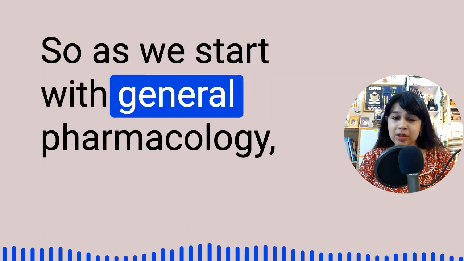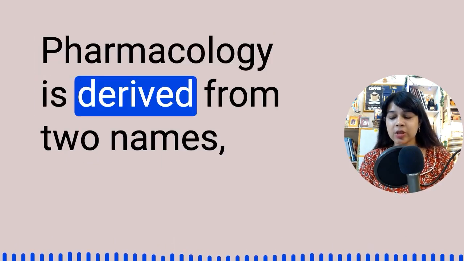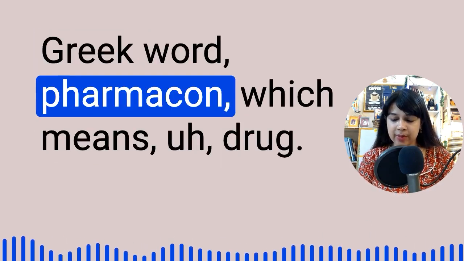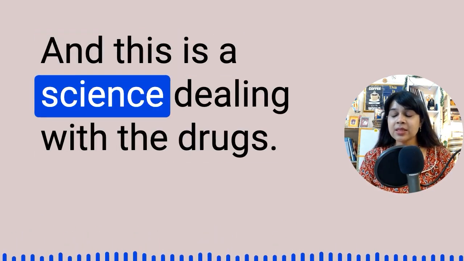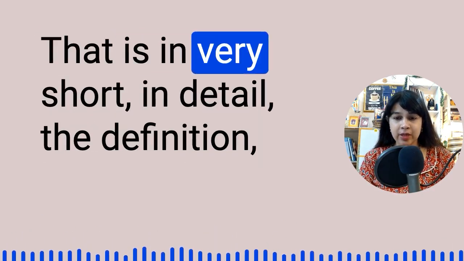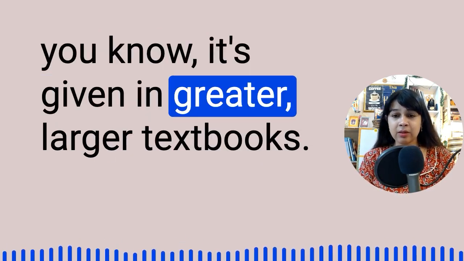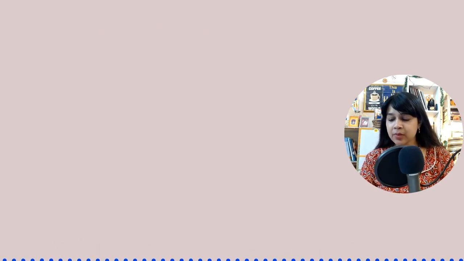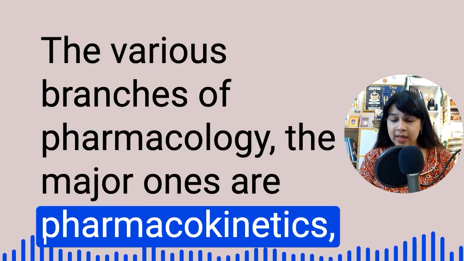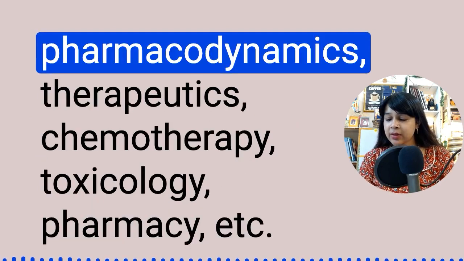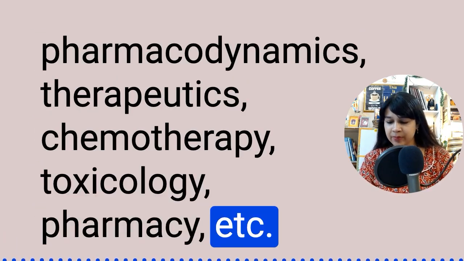So as we start with general pharmacology, first of all, we should know what is pharmacology. Pharmacology is derived from the Greek word pharmakon, which means drug, and this is a science dealing with the drugs. That is in very short. In detail, the definition is given in larger textbooks. The various branches of pharmacology, the major ones, are pharmacokinetics, pharmacodynamics, therapeutics, chemotherapy, toxicology, pharmacy, etc.